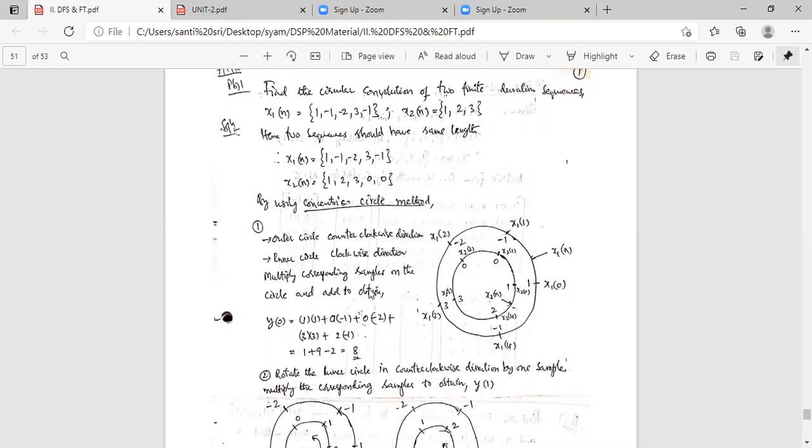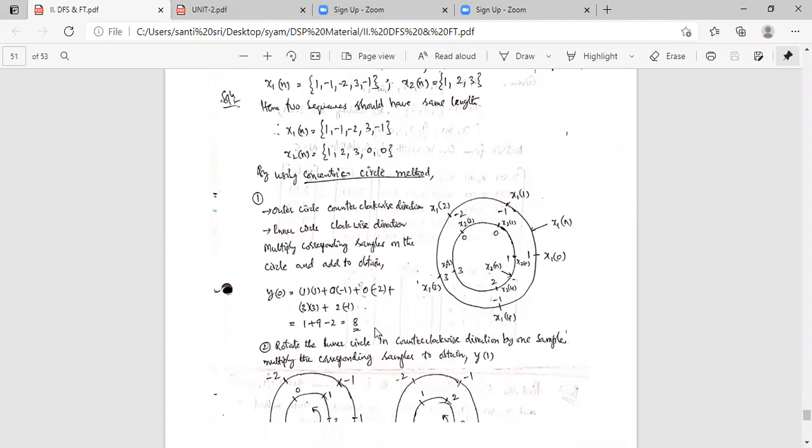Next, multiply corresponding samples on the circle and add to obtain y of 0. So how to get y of 0? By multiplying these two values: 1 into 1 plus 0 into minus 1 plus 0 into minus 2 plus 3 into 3 plus 2 into minus 1, so that we will get y of 0 is 8.